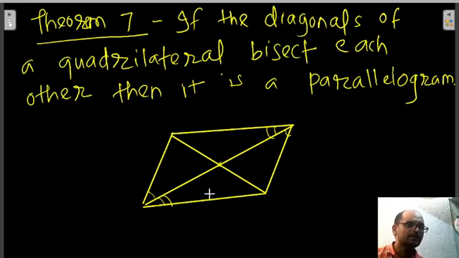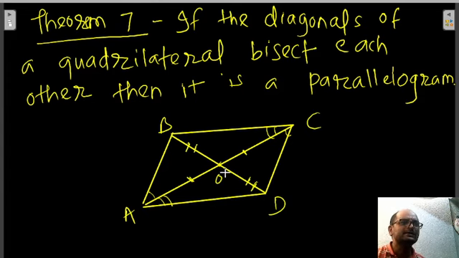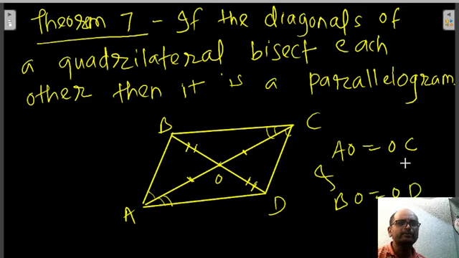And see, at point O, suppose I have taken this ABCD as my parallelogram. What this is telling: if the diagonals of the quadrilateral bisect each other, see, the diagonal AC, the half distance AO is equal to OC, right? And BO is equal to OD, right? This is what the bisecting theorem is telling us. So if it is bisecting, then it is a parallelogram.